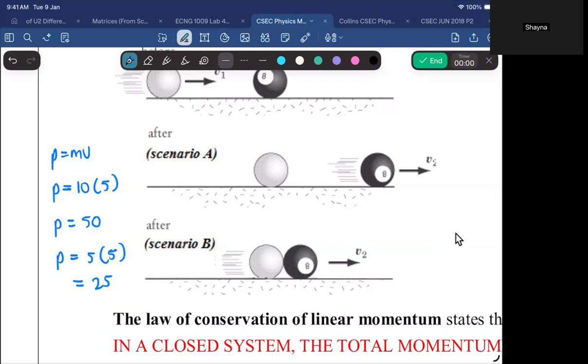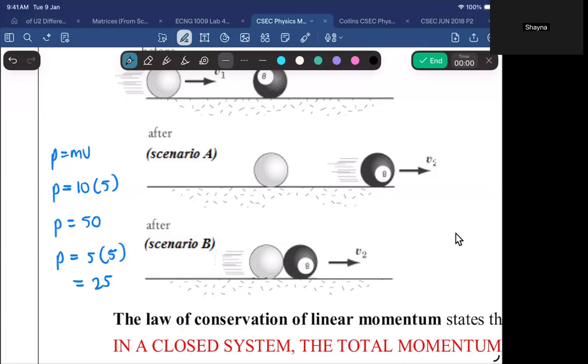The mass was greater in the first one. So if the mass is greater, it's going to have a greater momentum. If the mass is lesser, it's going to have a lesser momentum. Yes. Okay, we know that, right?